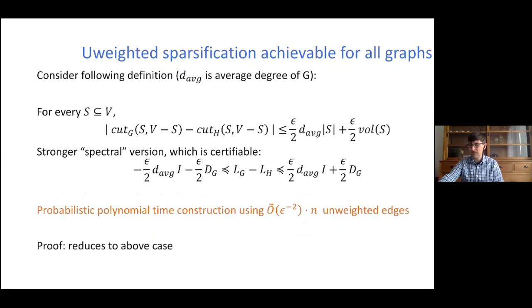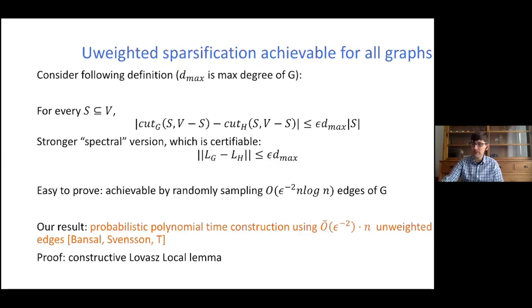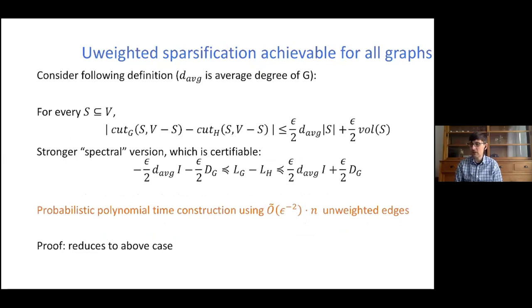So here, this error is bounded in terms of the maximum degree, but there is an easy reduction to a potentially tighter bound, where this is bounded in terms of the average degree of the graph times the size of S plus the volume of S. So if the graph is very irregular, but just with a few vertices of very big degree, in the error we just need to pay the average degree, not the maximum degree. But this is just a black box reduction to the case that I showed in a previous slide.